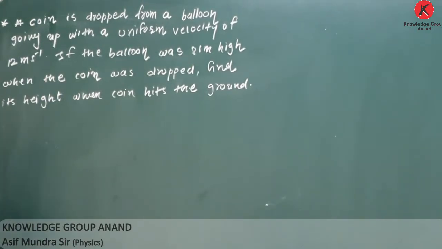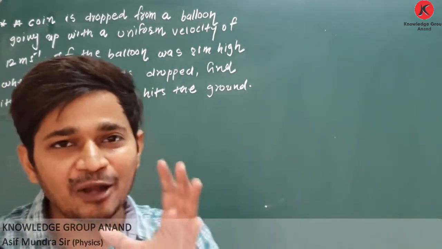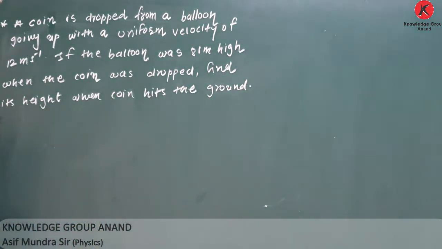Okay, see students, now we will see one question. A coin is dropped from a balloon going up with a uniform velocity of 12 meters per second. If the balloon was 81 meters high when the coin was dropped, find its height when the coin hits the ground. First of all, you have to understand the question. Okay, see what is the question here. It is ground.